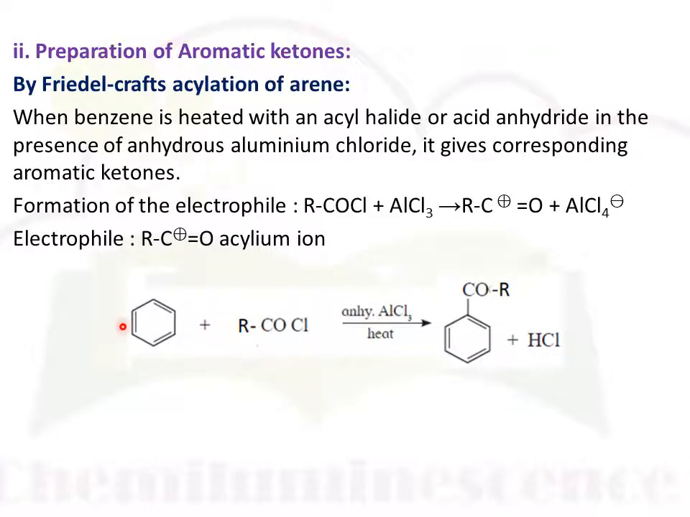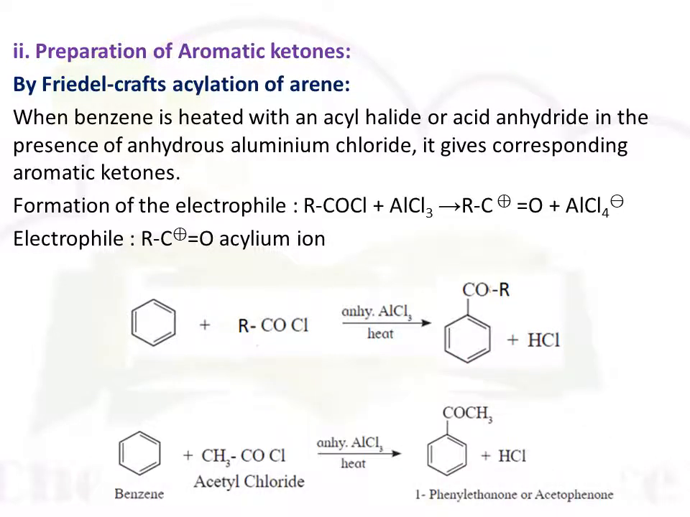How does this reaction take place? So first, this acyl halide gets combined with aluminum chloride, and forms acyl ion. This acyl ion is nothing but it acts as an electrophile, and it substitutes hydrogen. That is, hydrogen gets replaced by this acyl ion and we will get aromatic ketone as a product.